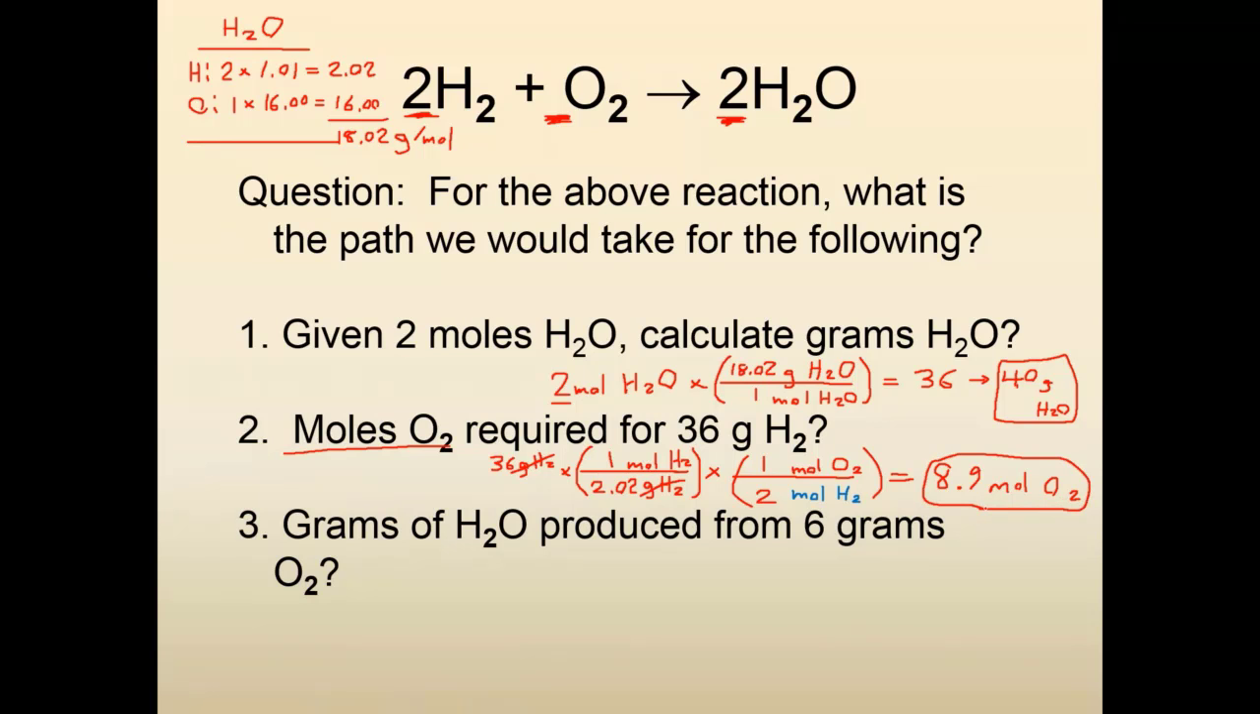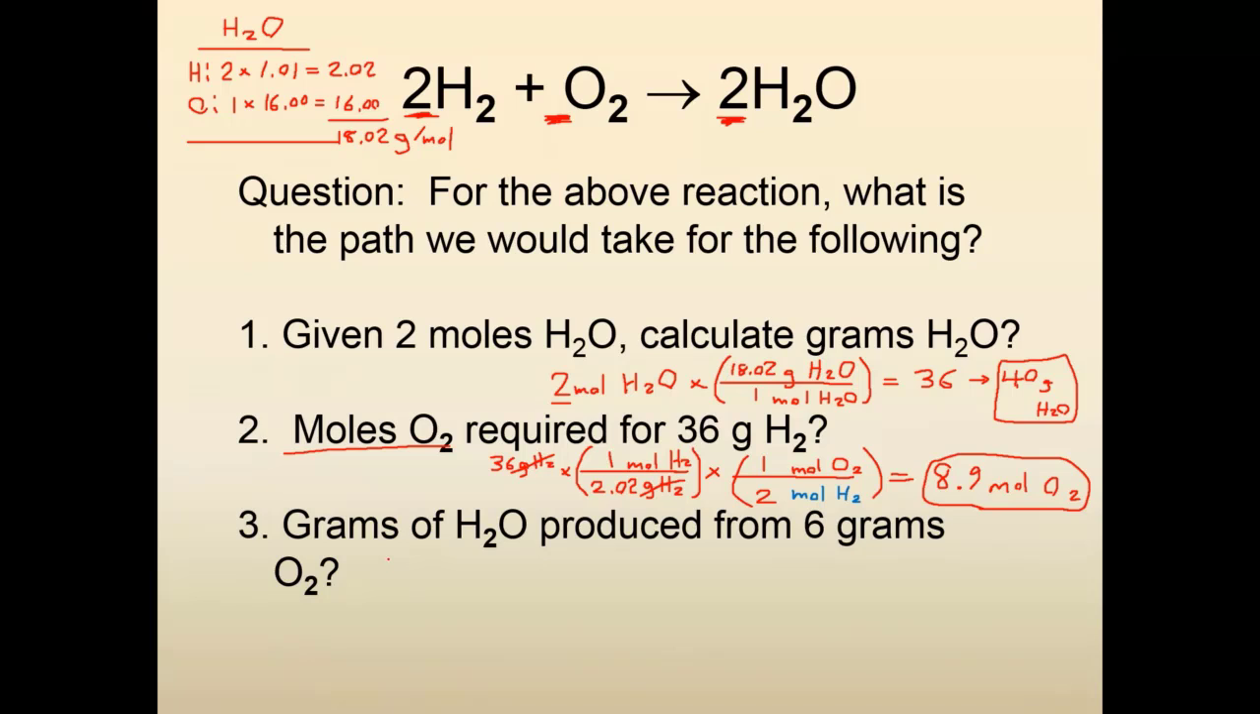Admittedly, I thought it was going to be something else. 8.91, yeah. No, it's 8.9. Yep, very good. I thought it might have been 9.0, but it was an 8.9. Very good. Now to the grams of H2O produced from 6 grams of O2.